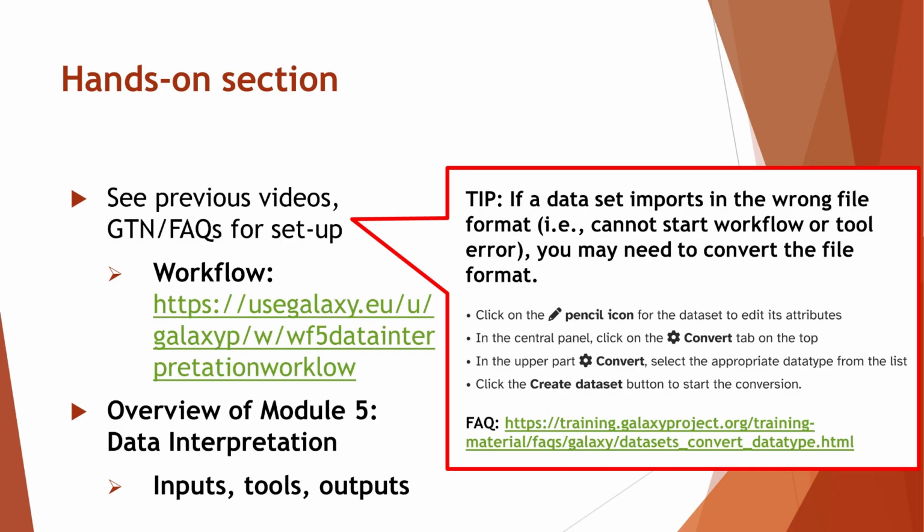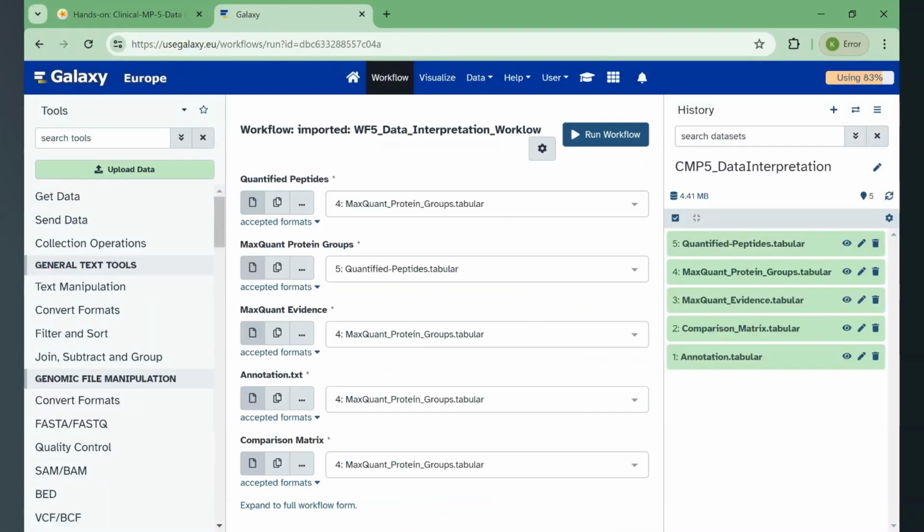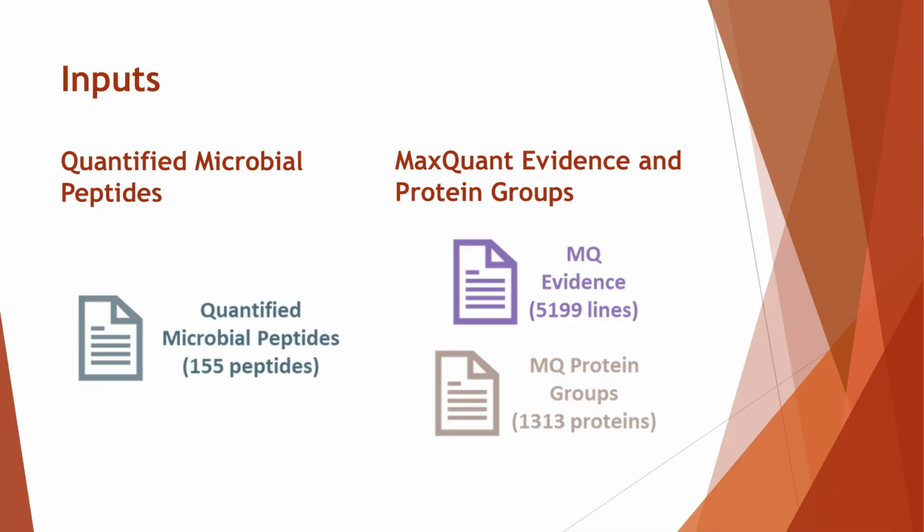Next is the hands-on section where we will execute the data interpretation module. Here I have already prepared the history with the inputs and imported the workflow. We can select the inputs and then click Run Workflow. The list of quantified peptides has been filtered for microbial peptides. The evidence and protein groups files have not been filtered like that, so we will be able to visualize and compare human and microbial proteins using them.